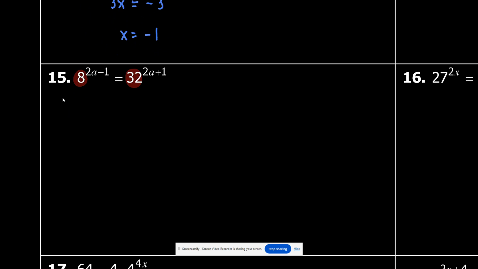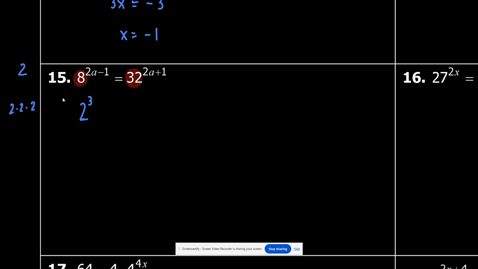So then, naturally, where do we go from there? Well, we go to 2. We want to make both of these have a base of 2. So let's see if we can make that happen. 2 times 2 is 4. Times 2, well, that's 8. So that's 2 cubed. So I can make 8 have a base of 2 by doing 2 cubed.